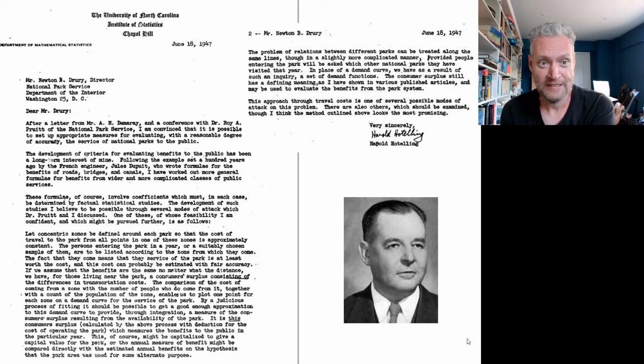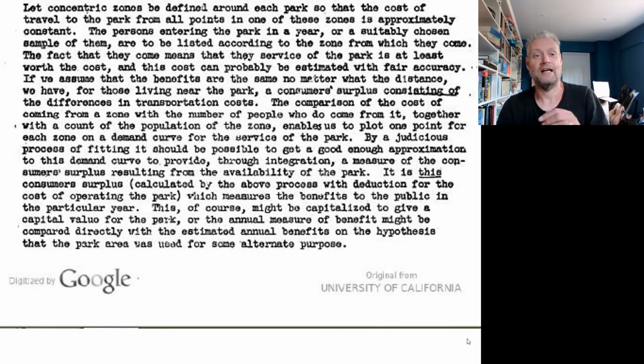And let's look at the crucial paragraph. Let concentric zones be defined around each park so that the cost of travel to the park from all points in one of these zones is approximately constant. The persons entering the park in a year, or a suitable chosen sample of them, are to be listed according to the zone from which they come. The fact that they come means that a service of the park, that's a typo there. The fact that they come means that the service of the park is at least worth the cost, and this cost can probably be estimated with fair accuracy.